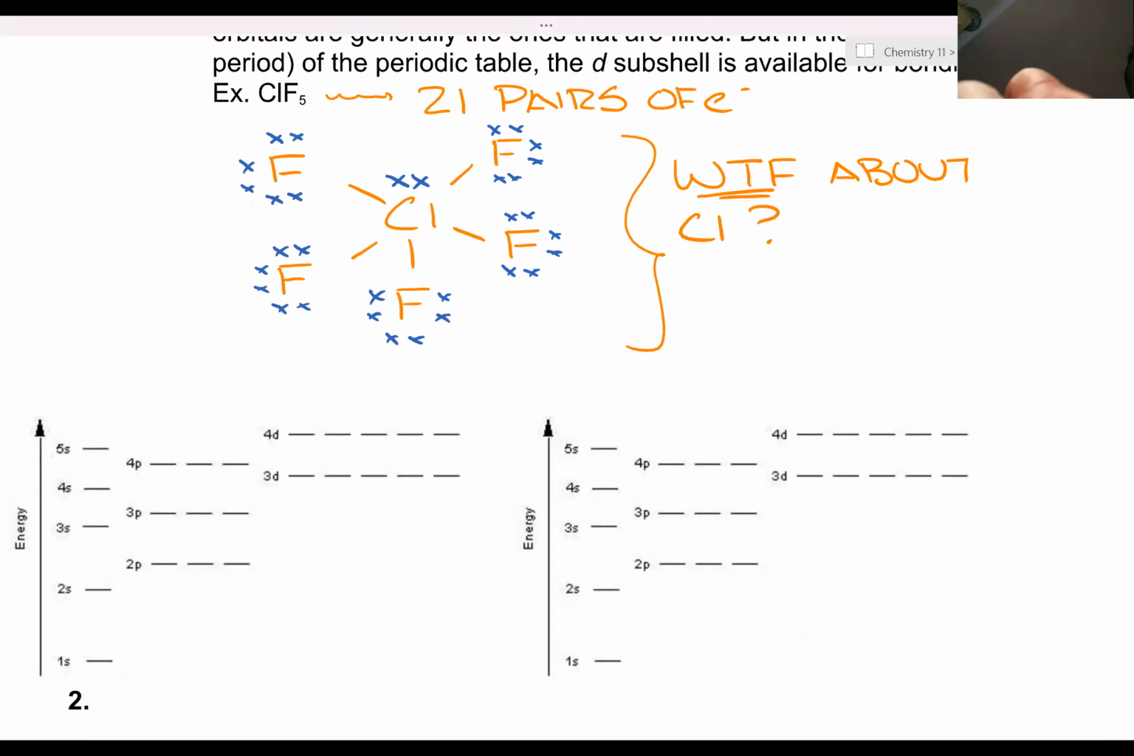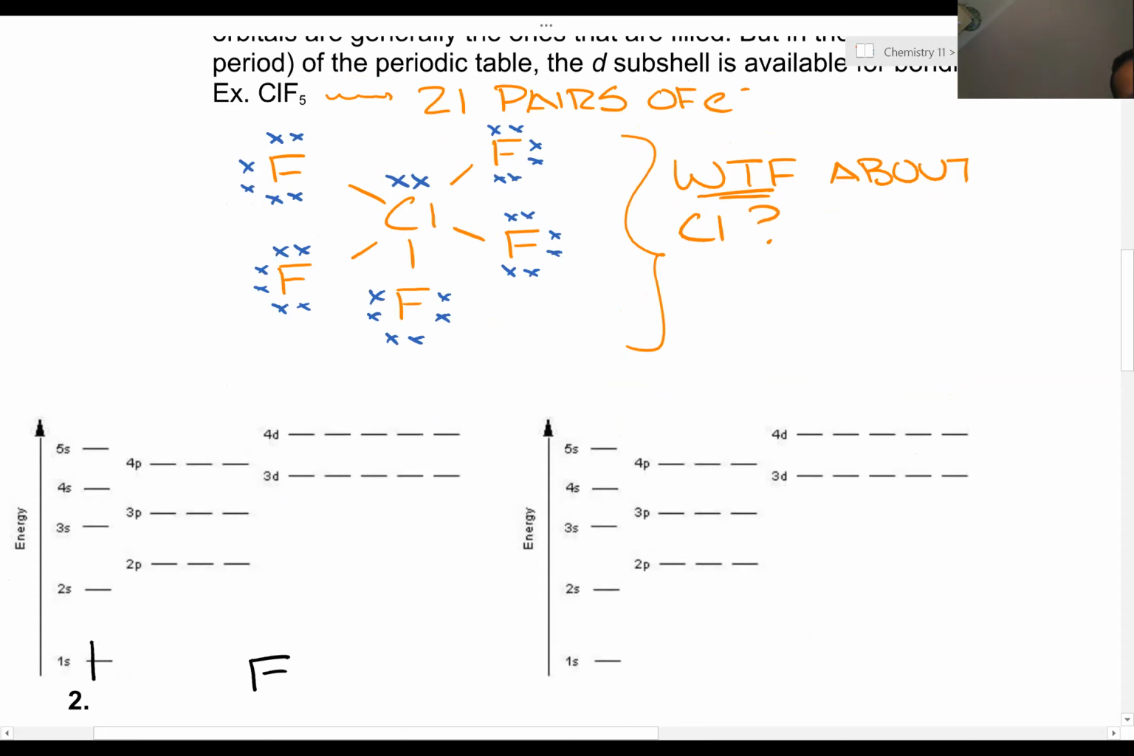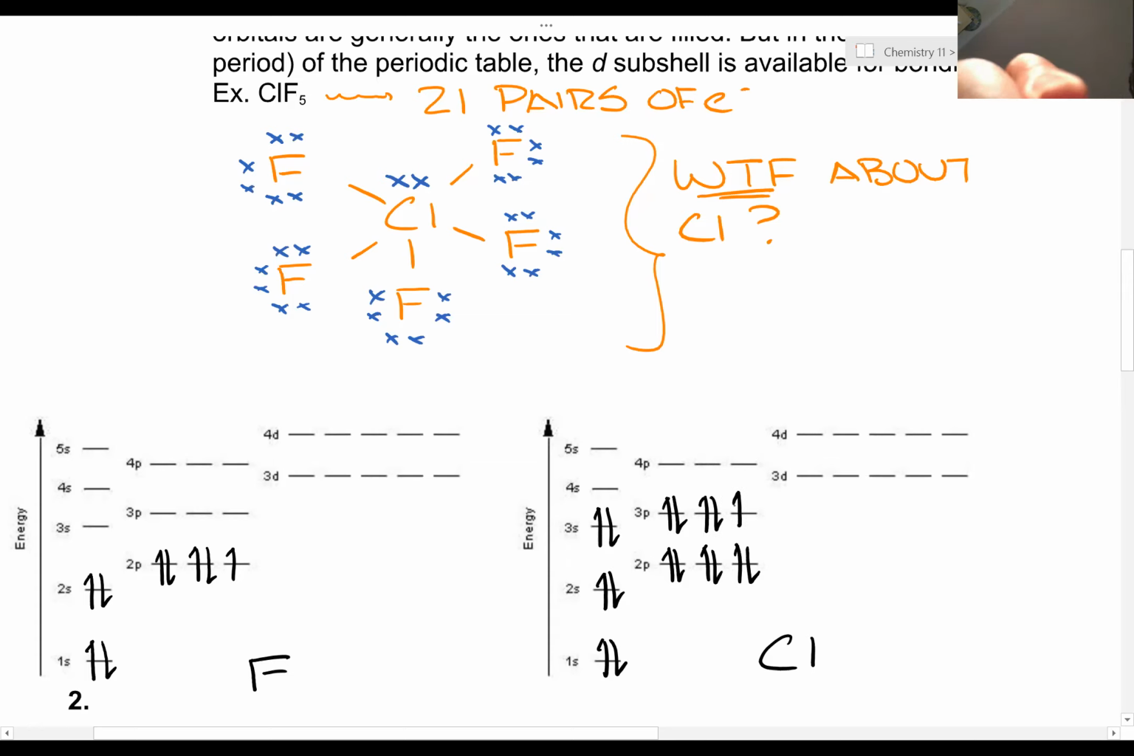Now, if we look at fluorine, fluorine is 1s2, 2s2, 2p5. For chlorine, it'd be 1s2, 2s2, 2p6, 3s2, 3p5. Now, notice for chlorine, this 3d is available.